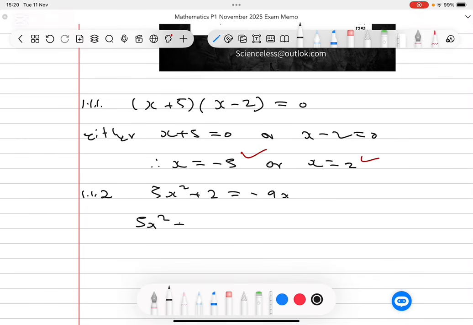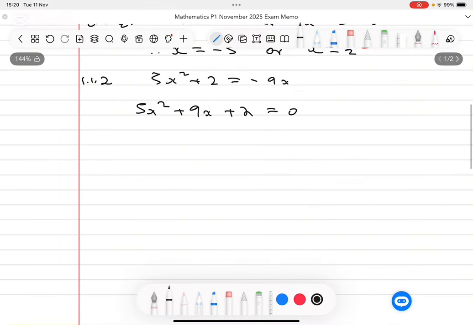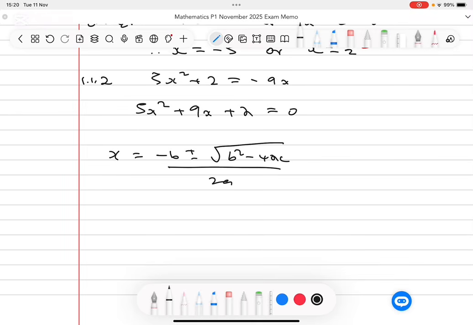So I'm going to have 5x squared plus 9x. This 9x, when it comes to this side, will be positive. And we still have a positive 2, and this equals 0. Now, this is in standard form. And what this means is that I can now pull in my quadratic formula, where I'm going to have minus b plus or minus the square root of b squared minus 4ac all over 2a. Then from here, this question becomes a simple substitution problem, because we take ax squared plus bx plus c to be equal to 0. So this is the same as that.